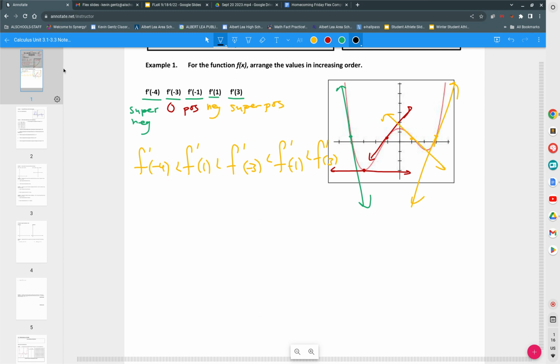Oh, we need to have the little less than. Okay.